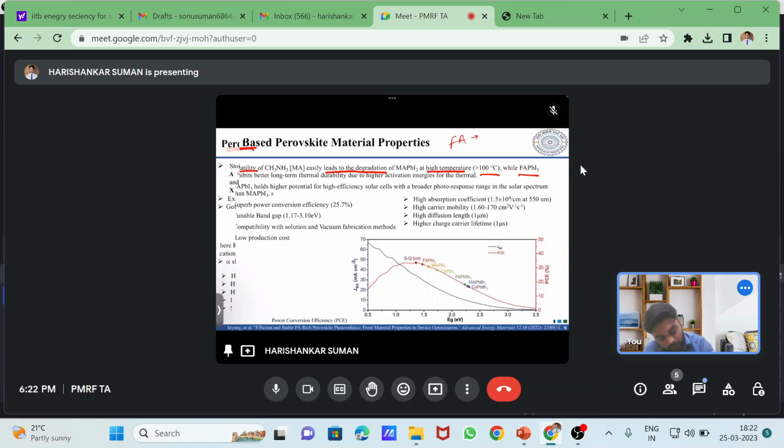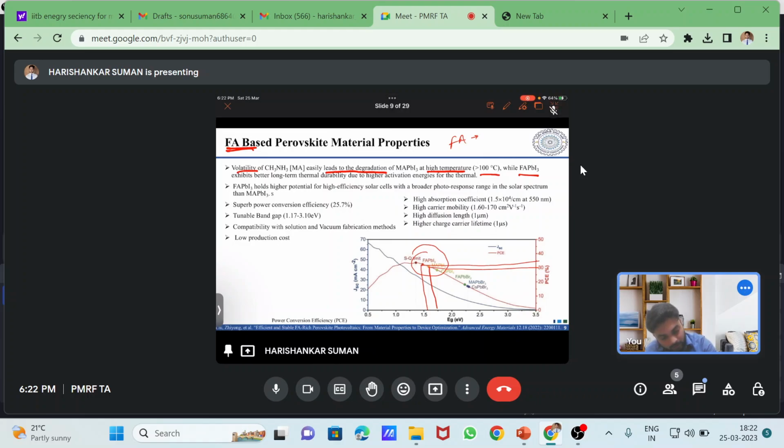And we can clearly see another interesting factor, efficiency. MA base has lower efficiency, but FA base has higher potential due to the band gap. FA base perovskite is also close to the SQ limit, Shockley-Queisser limit. Do you know the Shockley-Queisser limit?